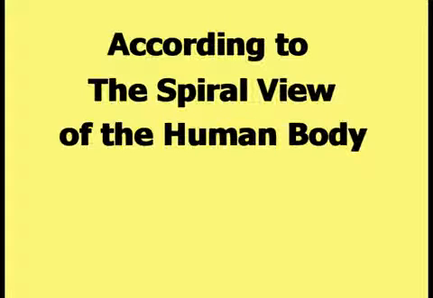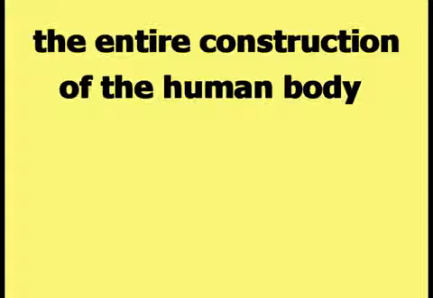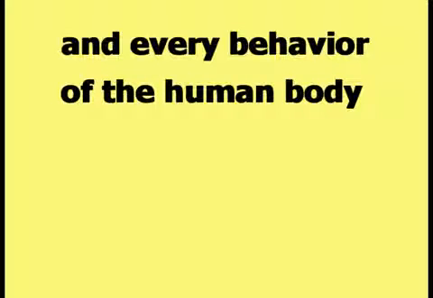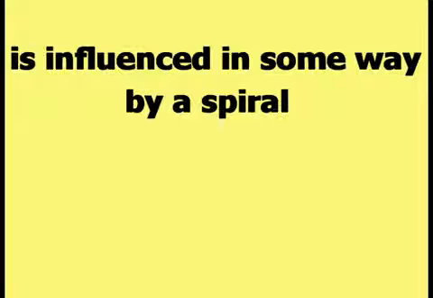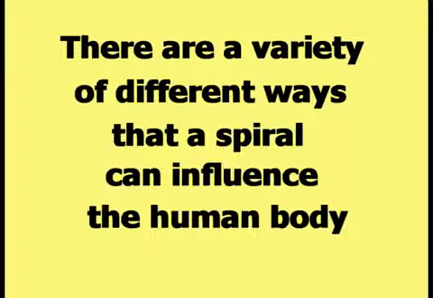According to the spiral view of the human body, the entire construction of the human body and every behavior of the human body is influenced in some way by a spiral. There are a variety of different ways that a spiral can influence the human body.